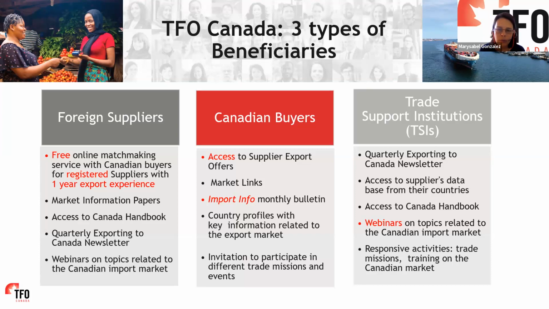This is done automatically. So when you register with us, if you have 1 year of experience exporting and you have an export offer, and I will show you how to do it later, the system will gather this information and we will publish this in one key bulletin that we send monthly to the importers. It's called Info. And there, all these export offers from the month will appear.